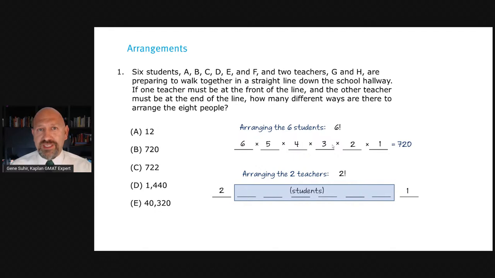And then once you place a teacher there, now there's going to be one teacher, the only one left, that would have to be in the back of the line. So that's two factorial ways. Now we multiply those together, 720 times two, and that is 1440, answer choice D.